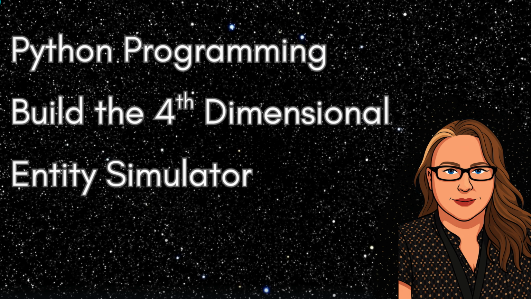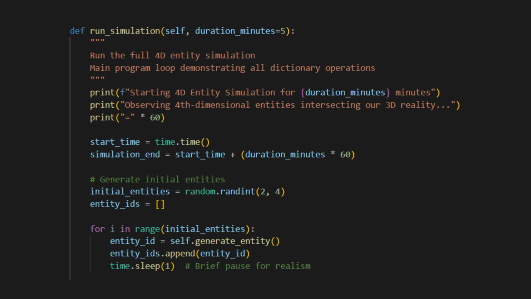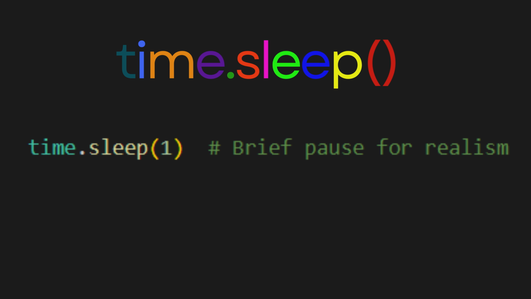Now we're continuing our simulation setup, calculating the simulation end time by adding duration minutes converted to seconds, determining how many initial entities to generate with random.randint(2, 4), and creating an empty list to store entity IDs. Then in our entity generation loop, we encounter an important timing control mechanism, time.sleep(1).